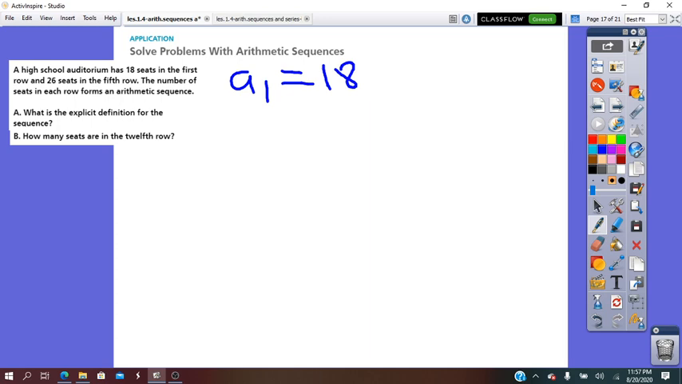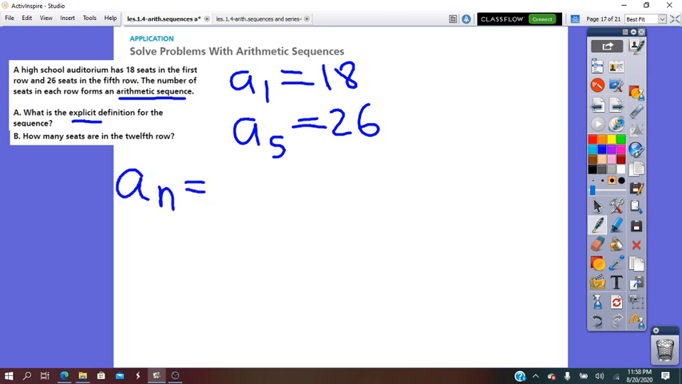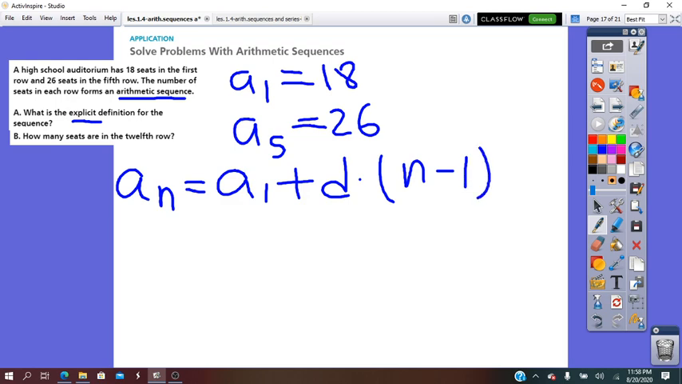And 20 seats in the fifth row. This is going to be the fifth term, which equals 26. The number of seats in each row forms an arithmetic sequence. Question A. What is the explicit definition of this sequence? And we know that the explicit rule is An equals A1 plus common difference times N minus 1.